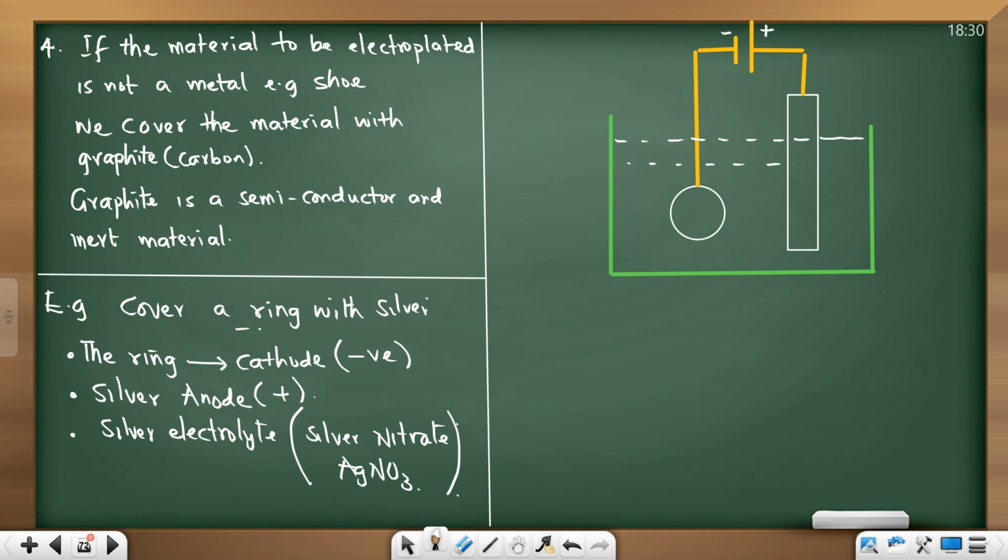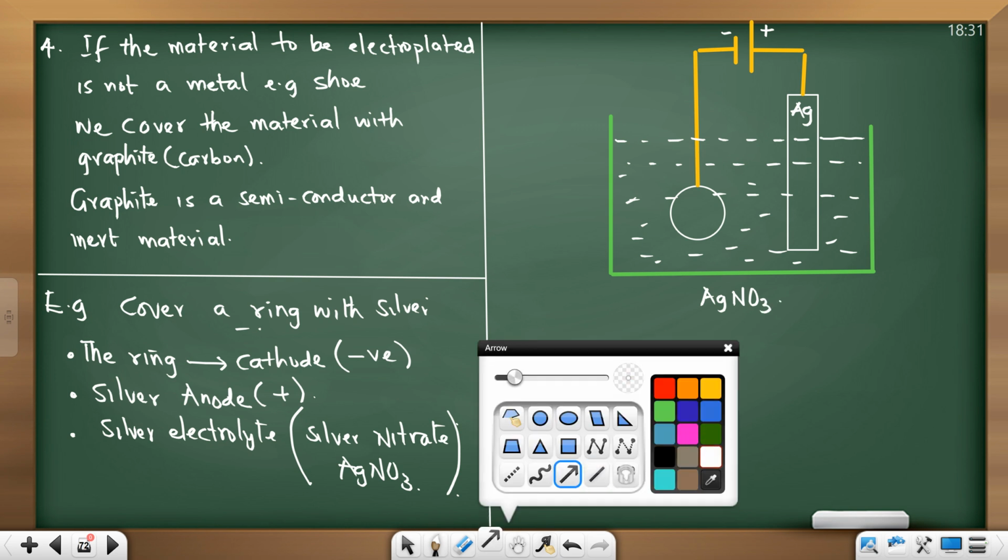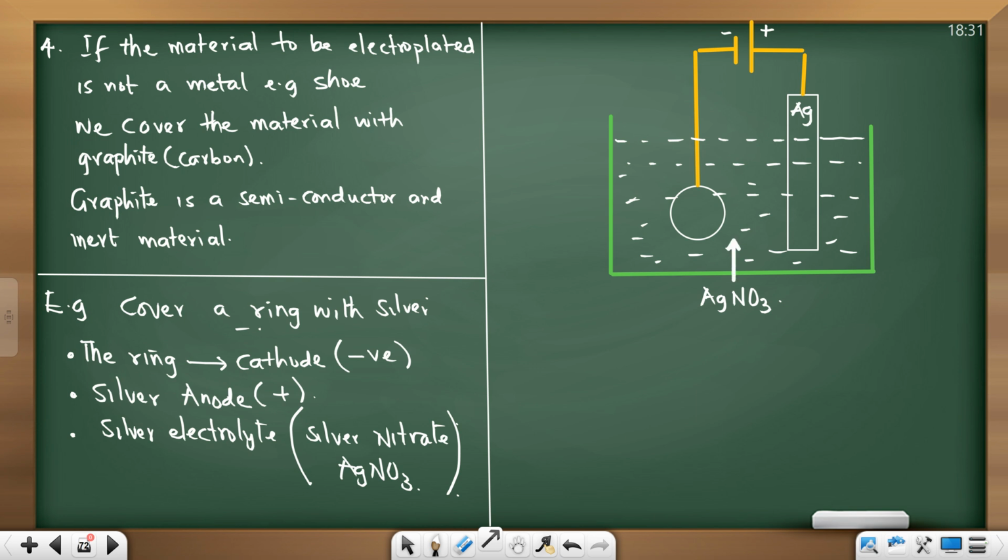Now I'm going to have my solution. You see, I want to cover the ring, so it must be in the solution, embedded in the solution. Now this is going to be what? Silver. And my electrolyte would be what? Silver nitrate. This is what my setup would look like. The ring will be the negative.